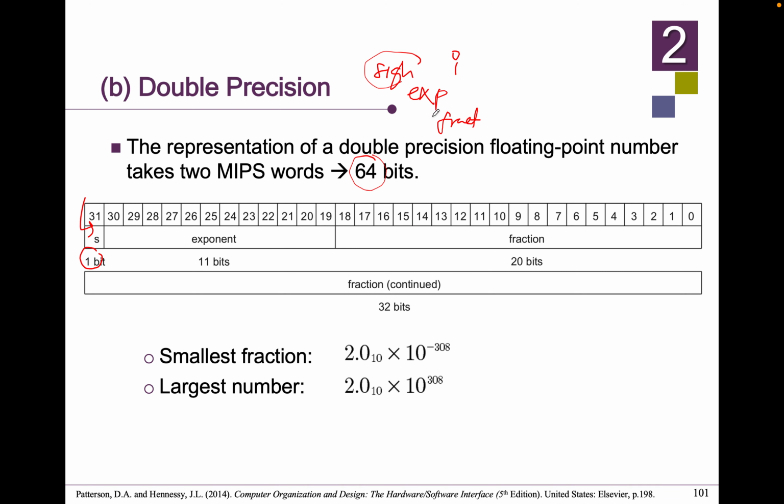And then you need to have the exponent. For the exponent, you need to check the equation, of course. And another one is your fraction numbers. So you can see the exponent will be 11 bits and the fraction is altogether 52 bits.